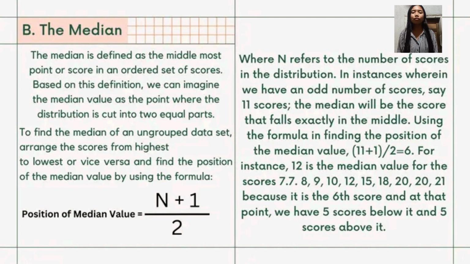Use the formula given. For instance, 12 is the median value for the scores because it is the sixth score, and at that point, we have 5 scores below it and 5 scores above it.